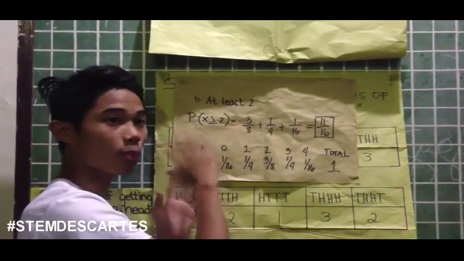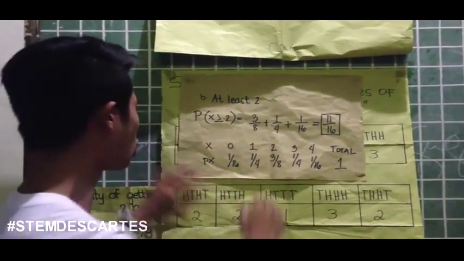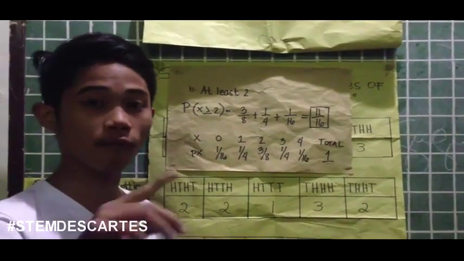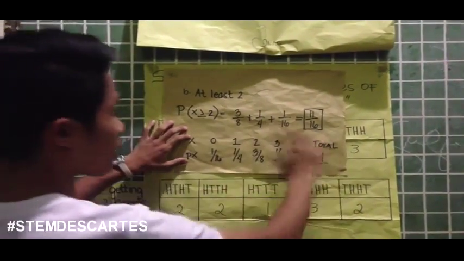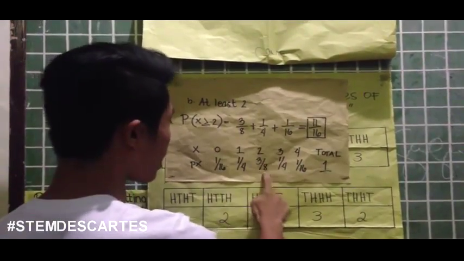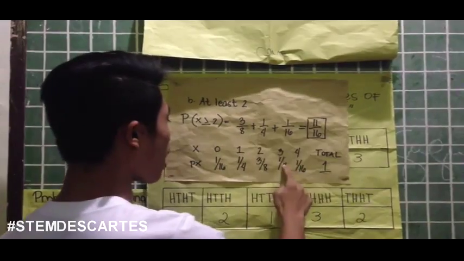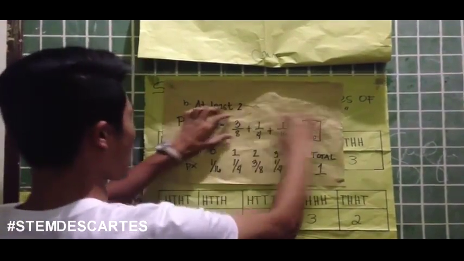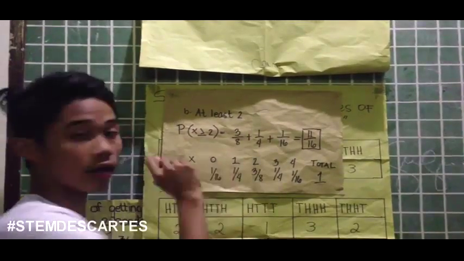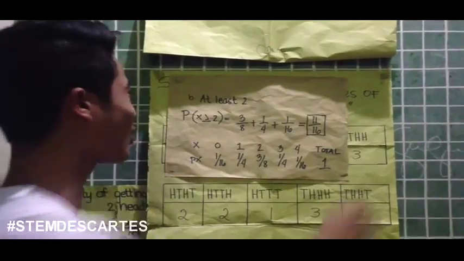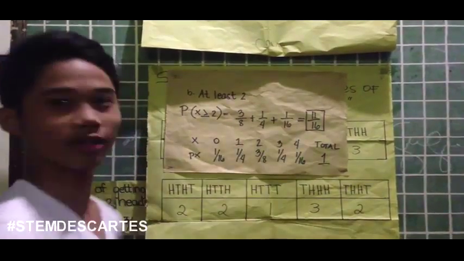Where did we get this fraction? You must see the PDT, the probability distribution table. At least 2 means 2 and above, so you can see in the probability table 2 and to the right: 2, 3 over 8; 3, 1 over 4; 4, 1 over 16. So this is the fraction. You need to use a calculator to get the answer. So that's all. Thank you.